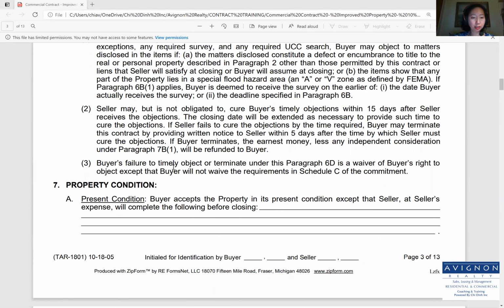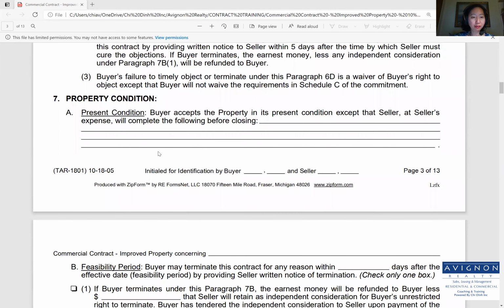2 and 3. And then paragraph 7, property condition. A, present conditions: the buyer accepts the property in its present condition, except that seller, at seller's expense, will complete the following before closing. And that would need to go here.